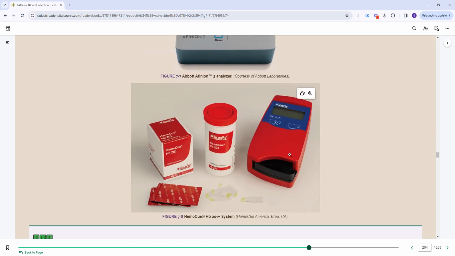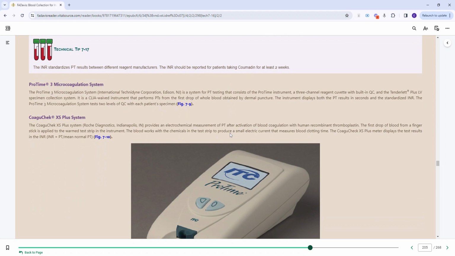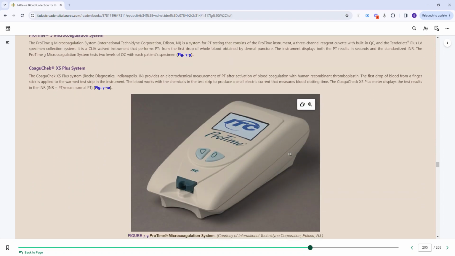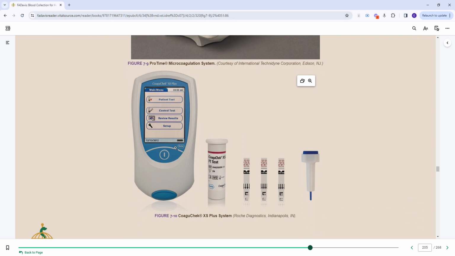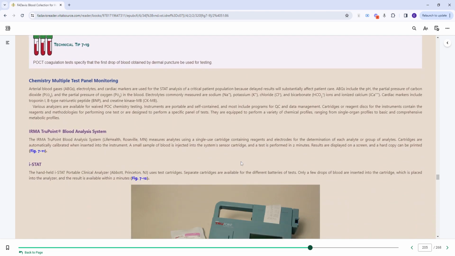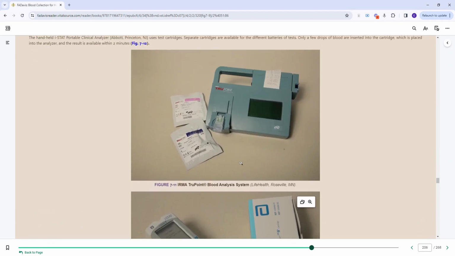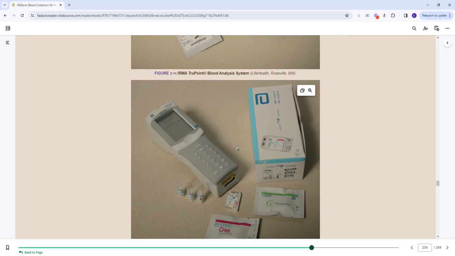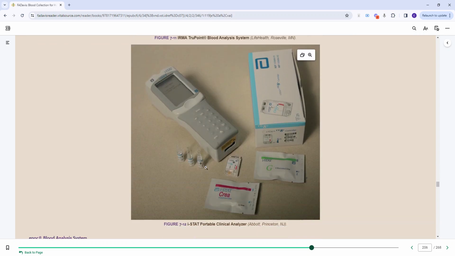And then some of the other testing: white blood cell count, blood coagulation testing, that's your pro time. It looks like a glucometer, doesn't it? It's not. So it's important that you know what you're using. Again, lots of different little devices, some handheld, some that sit more on a counter, some that print off the results, others that just show the result on a screen.